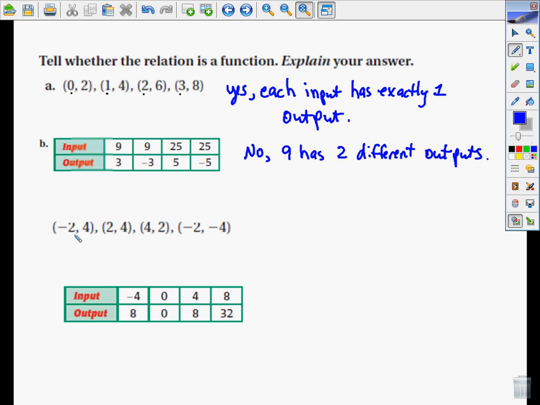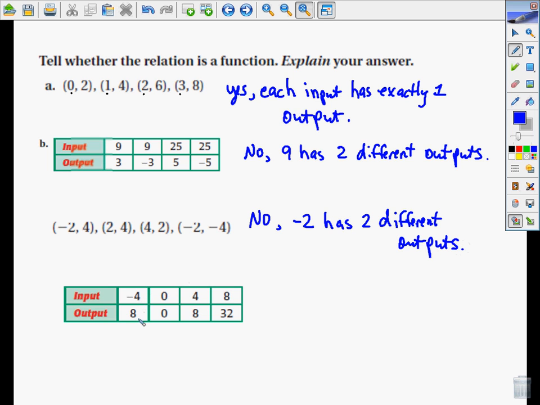Okay, here I have -2, 4, but I have another -2 down here. So -2 goes with 4 here, -2 goes with -4 here. So again, the answer is no. -2 has two different outputs.